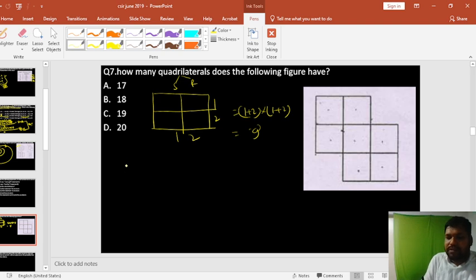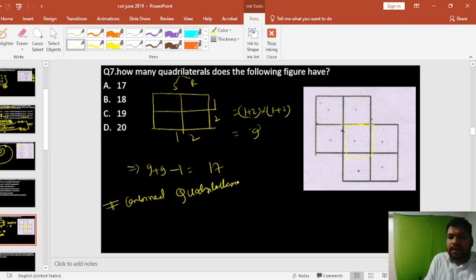Means there are 2 squares. 2 squares means the total number of quadrilaterals is 9 plus 9. But this 1 square is common in both of them, so that one is subtracted. So actually it's 17. Now you try to find the combined quadrilaterals. One is this one, which is a combination of the squares, and another is just this one. So these are the combined quadrilaterals, that 1 plus 1 is 2. The total number of quadrilaterals is 19. The answer is option C.